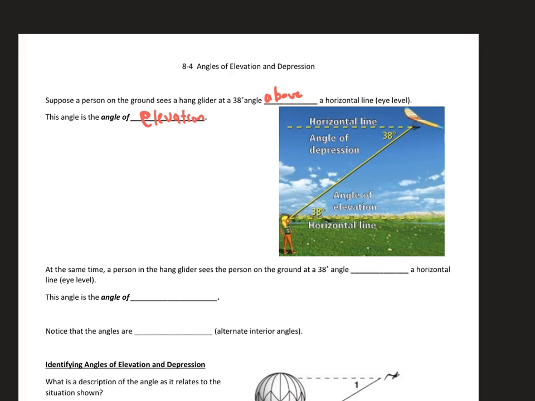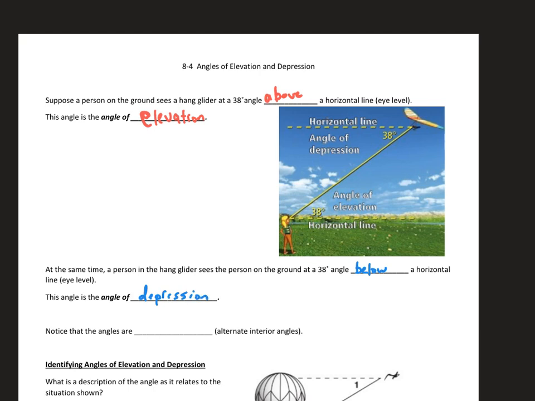At the same time, we've got a person in the hang glider. There's the horizontal line for the person in the hang glider. That person looks below this line to form a 38 degree angle to see the young lady standing on the ground. So if we have to look below a horizontal line, that is going to be an angle of depression.